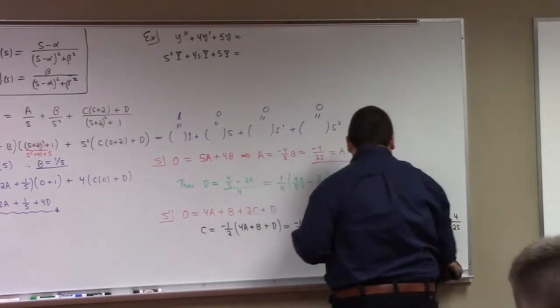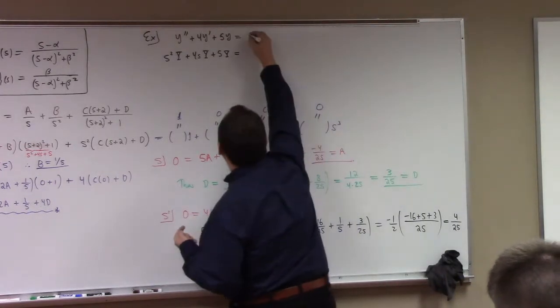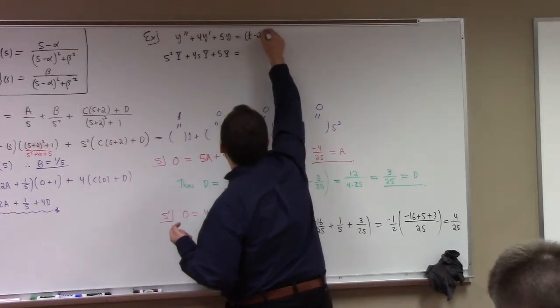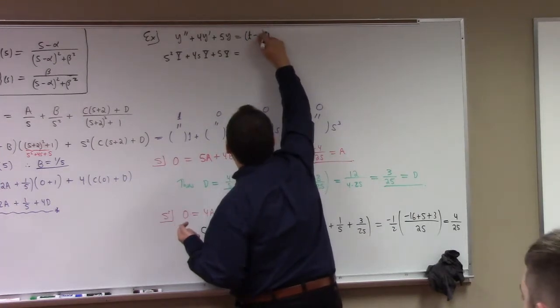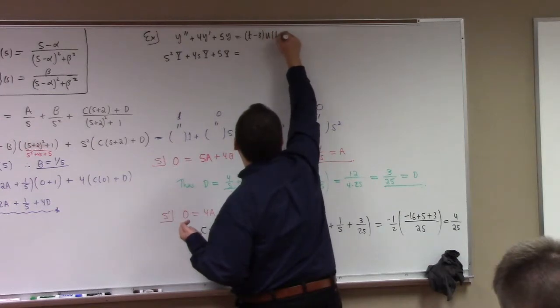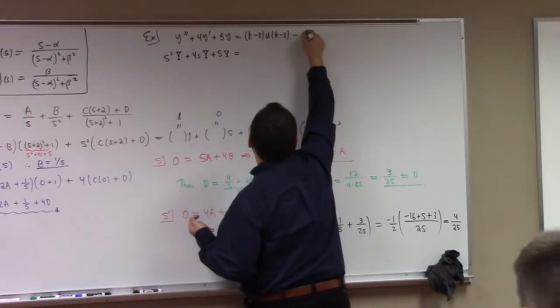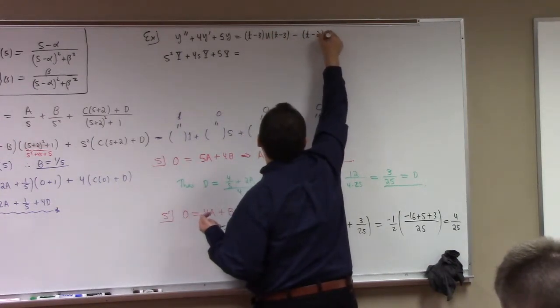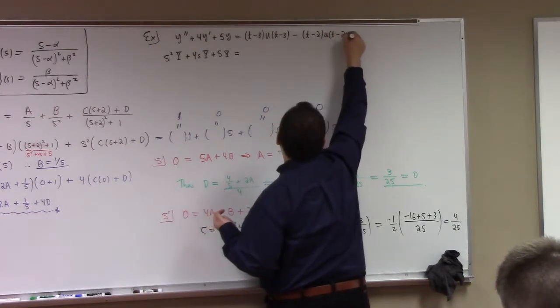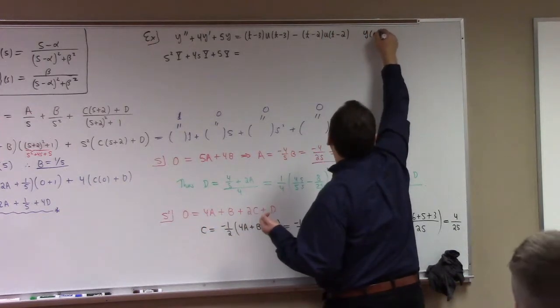So I'm still going to make initial conditions be 0, but I think what I want to do is to make this (t - 3) times u(t - 3), minus parentheses (t - 2) times u(t - 2). I think if I do that, we'll have a nice example.